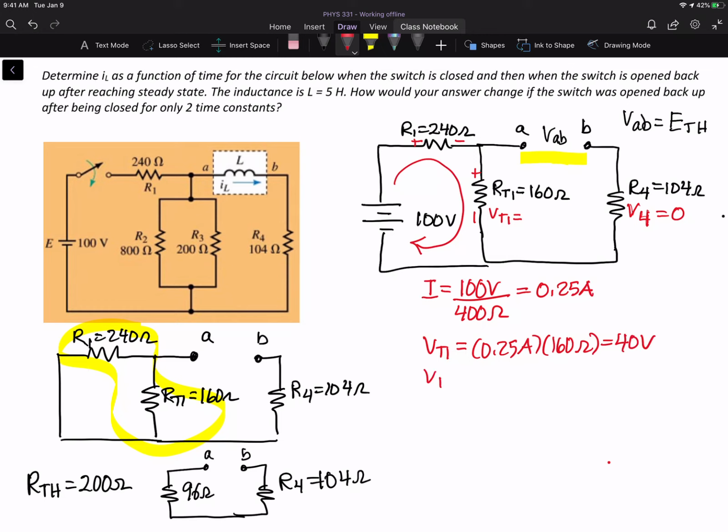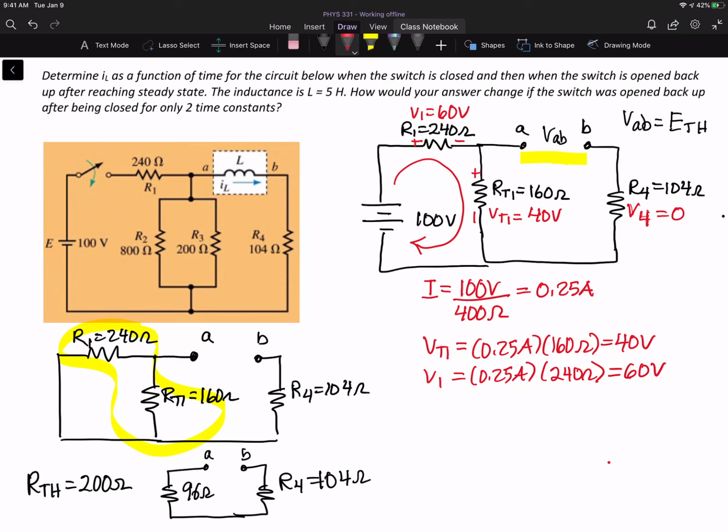And I could do the same thing for the other resistor, and that would give me 60 volts. I got a little ahead of myself. That will give me 60 volts. And of course, if those two are added together, they have to equal the voltage supply. So V1 is 60, and V total equivalent is 40 volts.